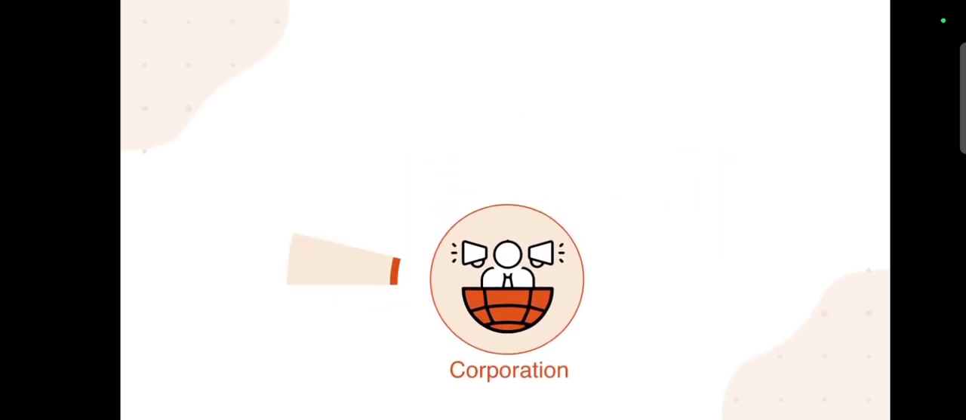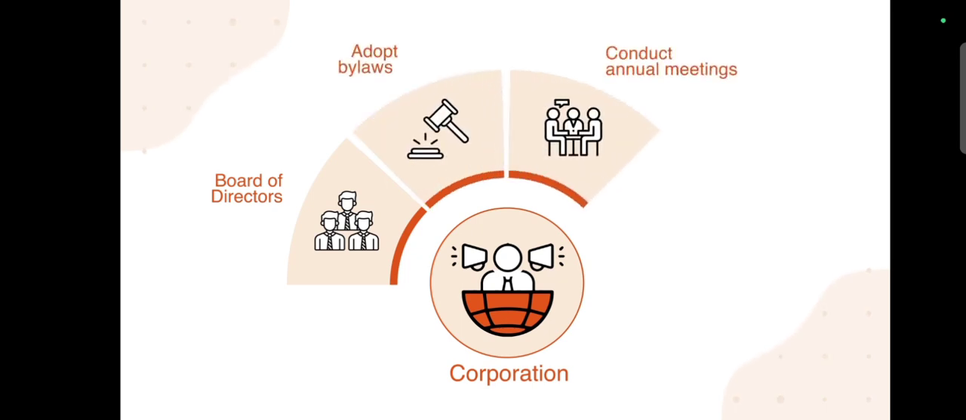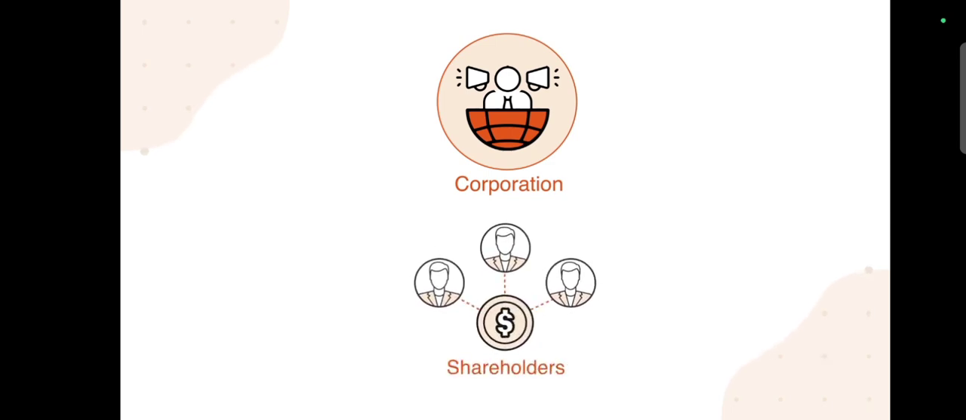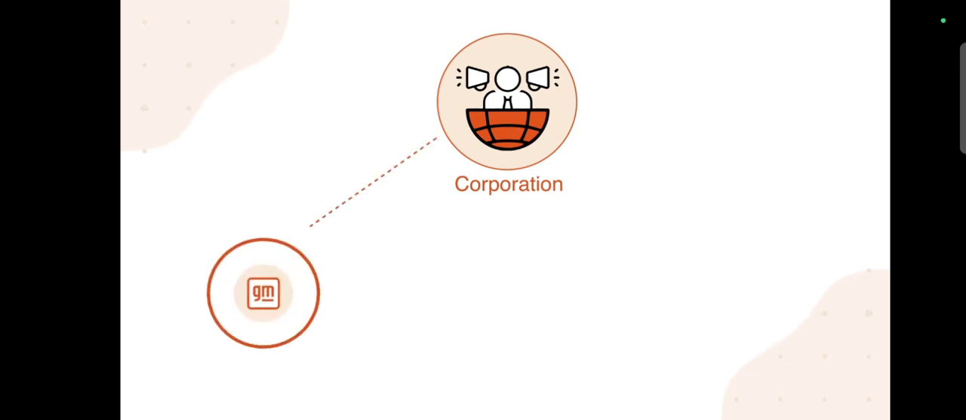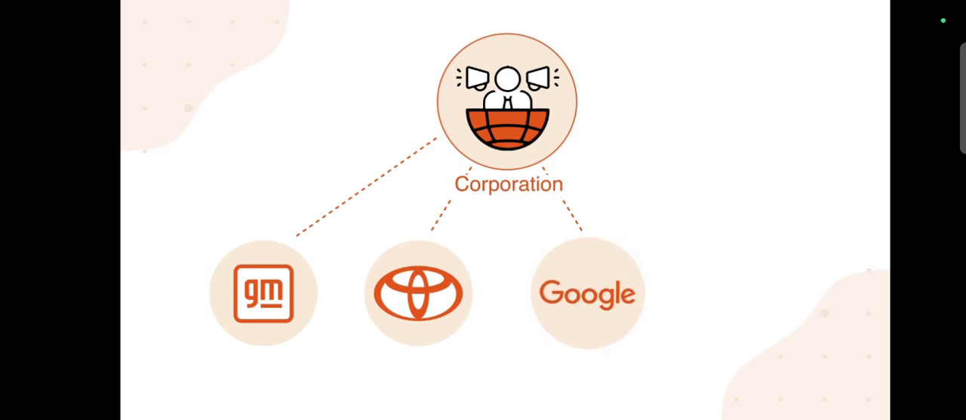Corporations elect a board of directors, adopt bylaws, conduct annual meetings, and publish financial statements. Its owners, also known as shareholders, hold common stocks. Examples of corporations are General Motors, Toyota, Google, and Facebook.